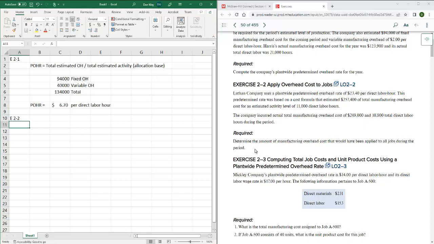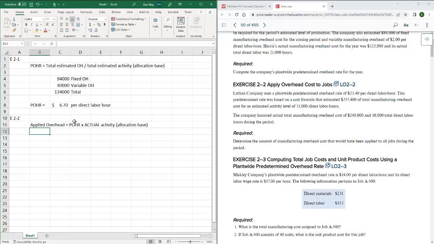So 2-2 wants us to determine the amount of overhead cost that would have been applied to all jobs during the period. So another refresher for us here, applied overhead. Something we'd be doing throughout the period here as we work on jobs, as we move things closer and closer to being finished. That's always going to be our predetermined overhead rate times our actual activity, or usage of that allocation base for the period. Okay, again, we're applying overhead throughout the period, so now we're starting to know what really happened in terms of usage of that activity, whether it's labor hours, machine hours, or whatever.